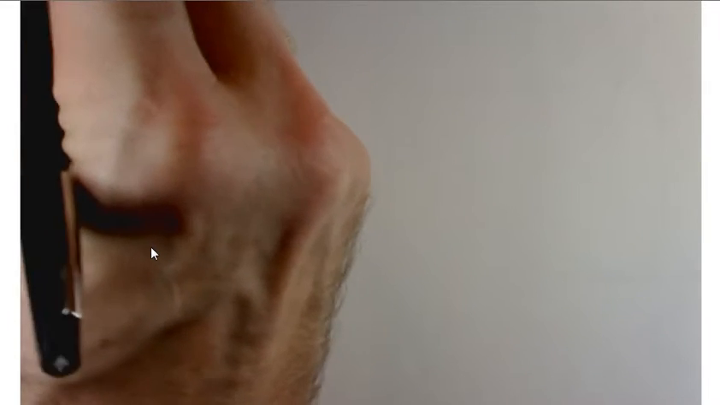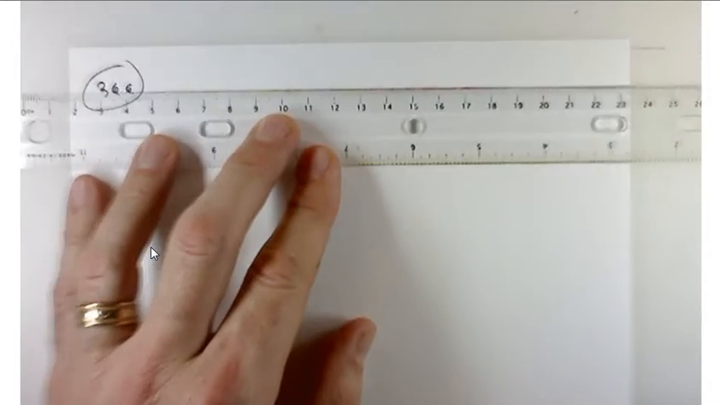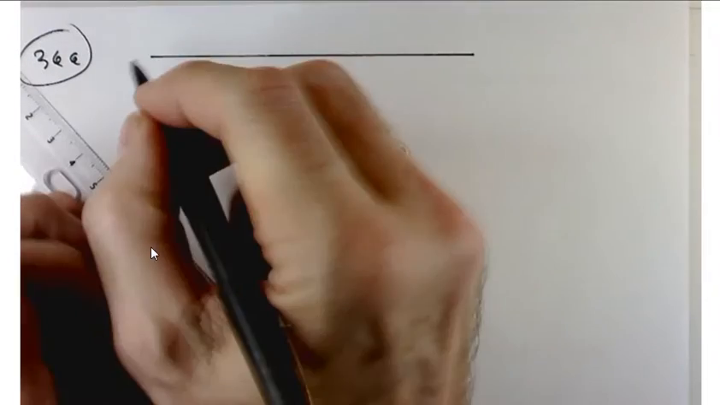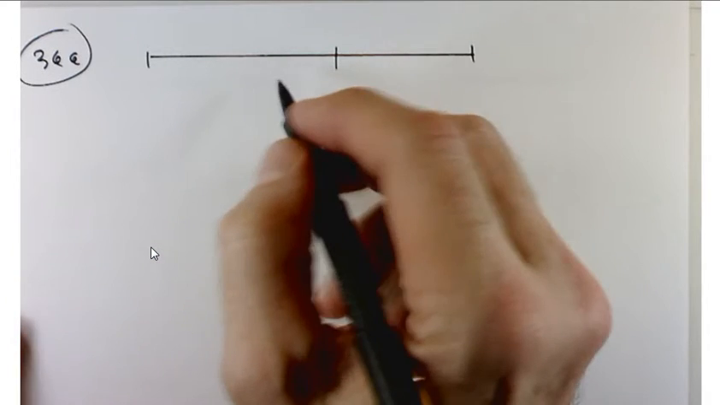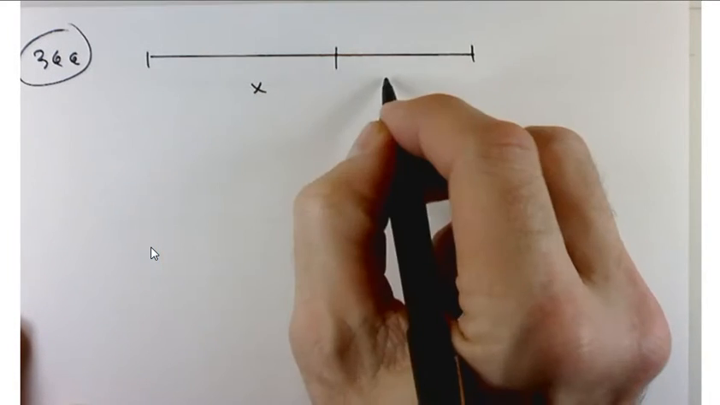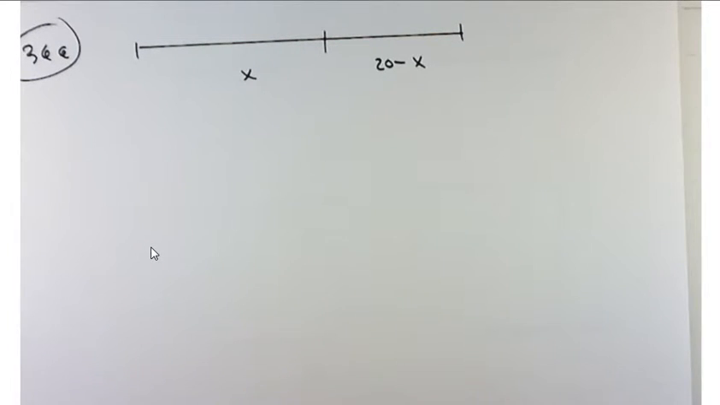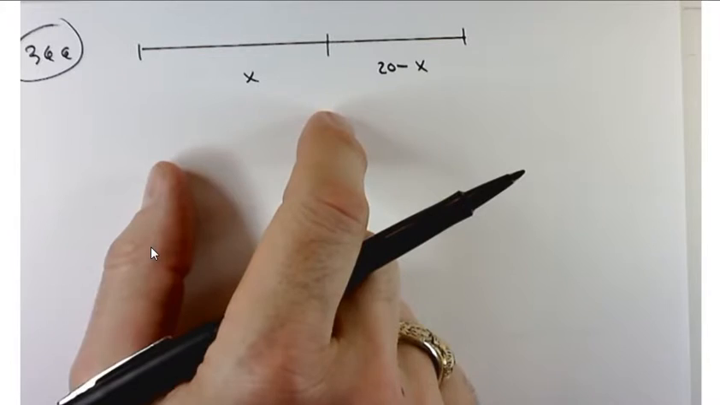Problem 36A. So we've got 20 feet of wire. And we're going to make a little cut in here someplace, so that we have a length of x, and the rest of it would be 20 minus x. We're going to bend those wires into 2 shapes. One into an equilateral triangle, and the other one into a square.